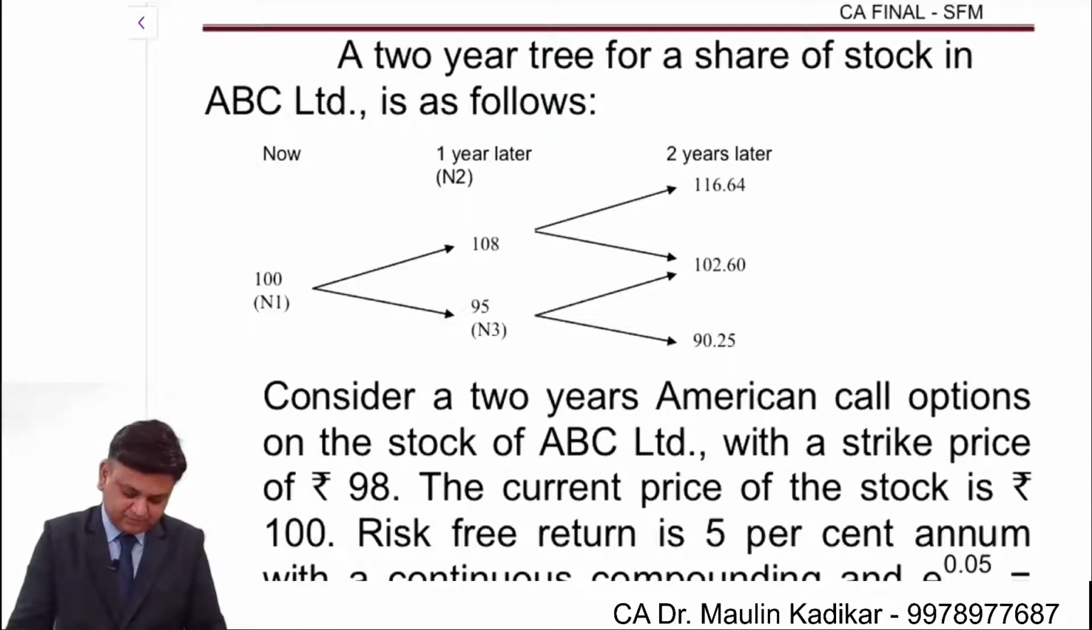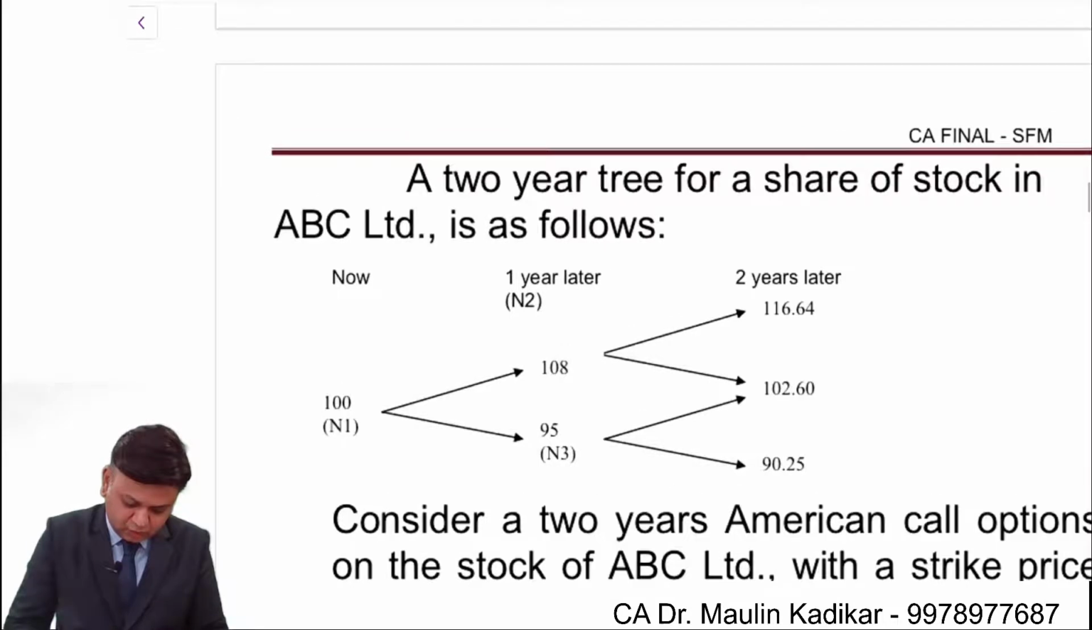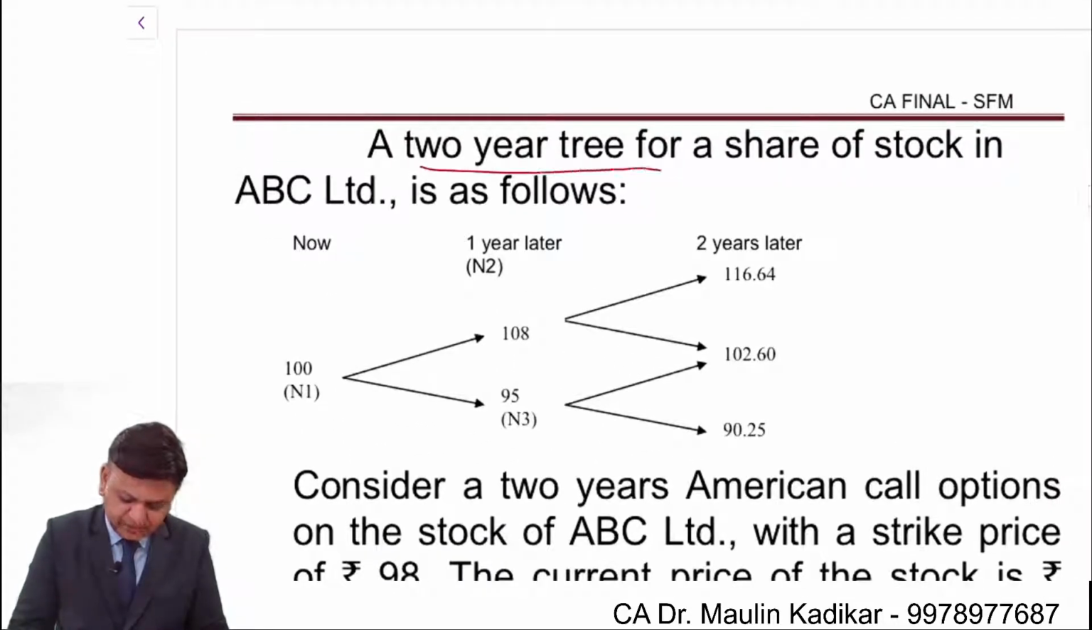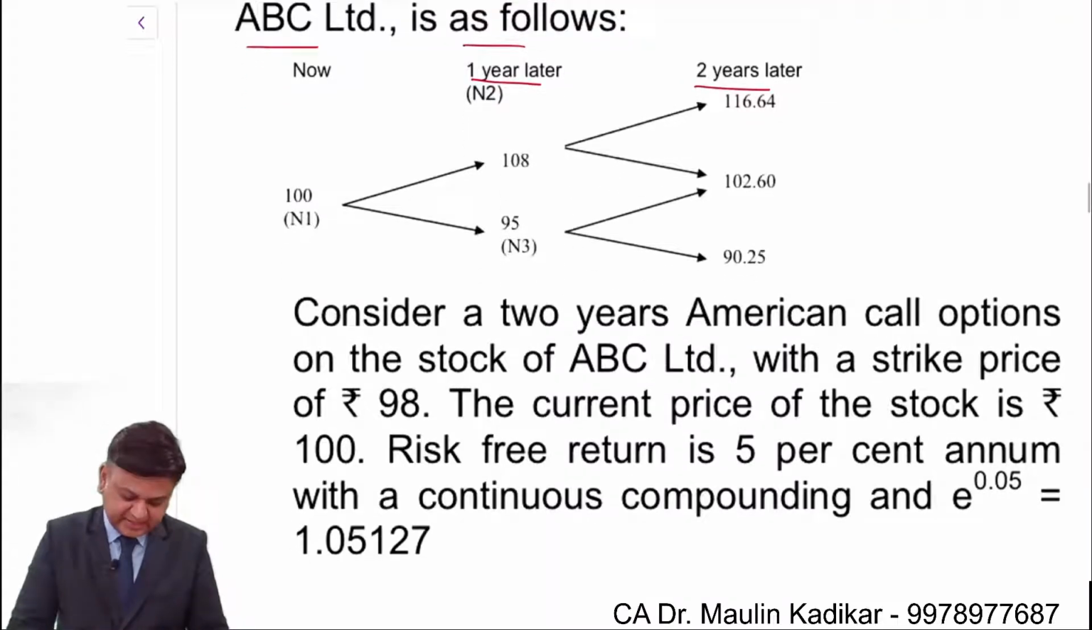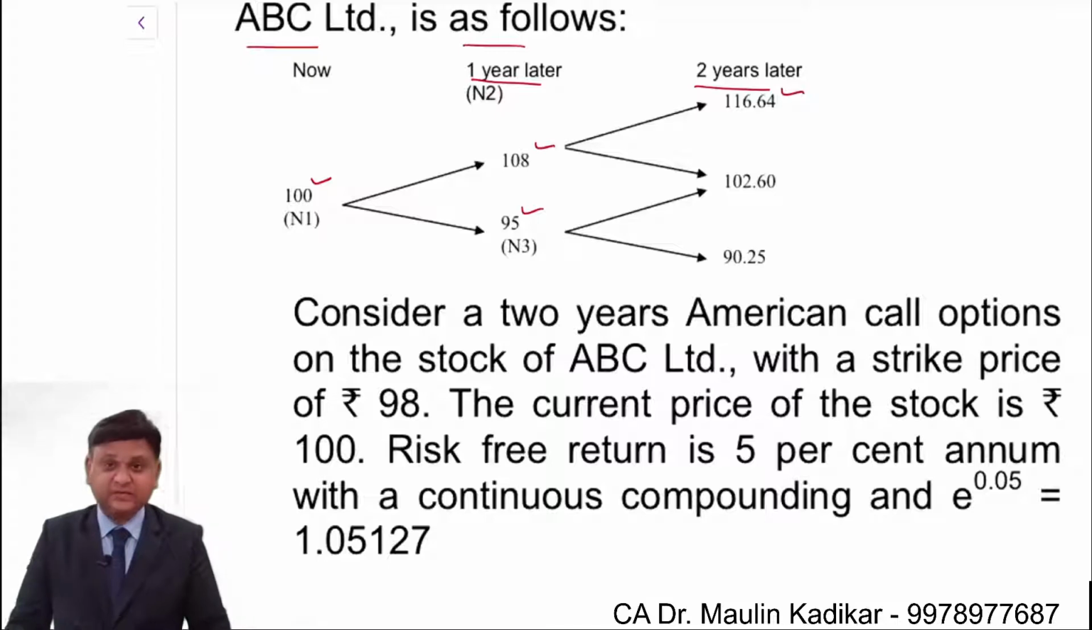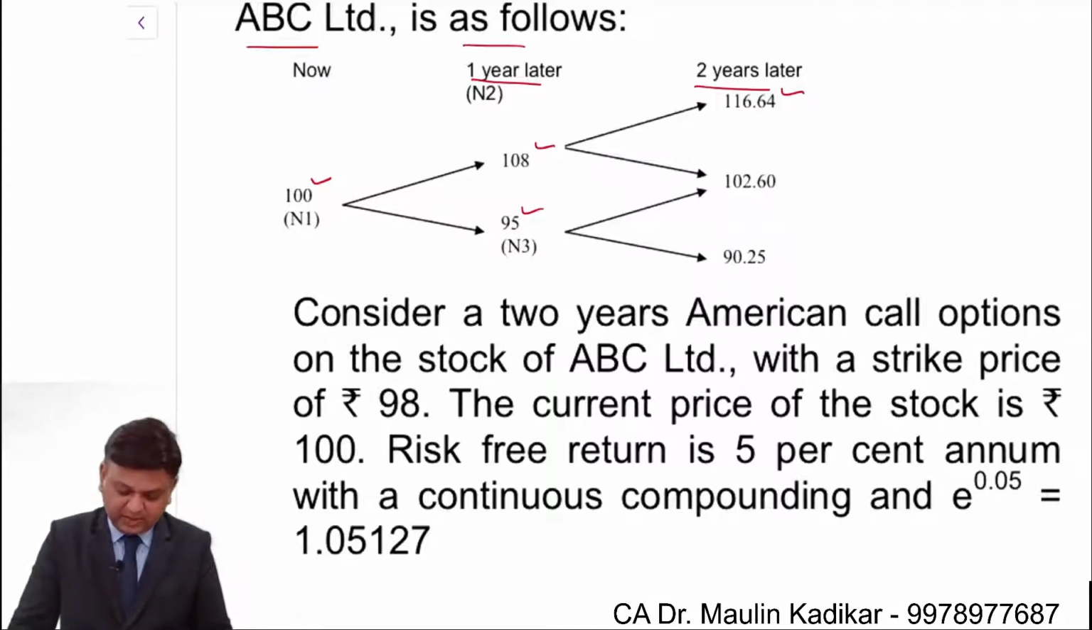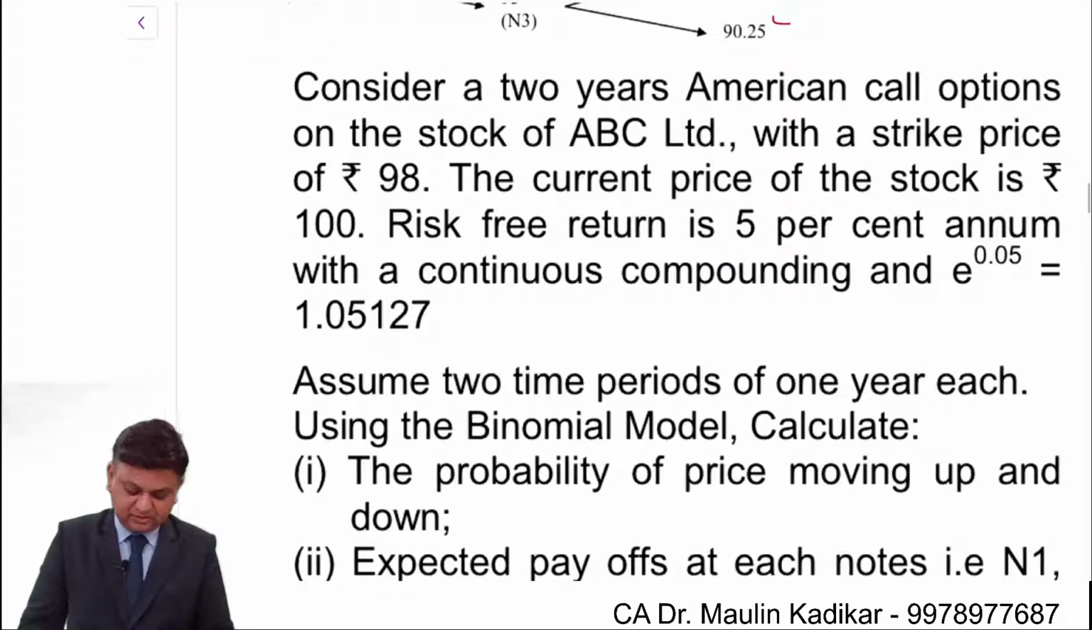Let us see the next question. A 2-year tree for a share of the stock in ABC Ltd is as under. After 1 year and after 2 years, the price is given as 100, it may increase to 108 or it may decrease to 95. Price after 2 years will increase to 116.64 or it may be 102.6, and like this information is given.